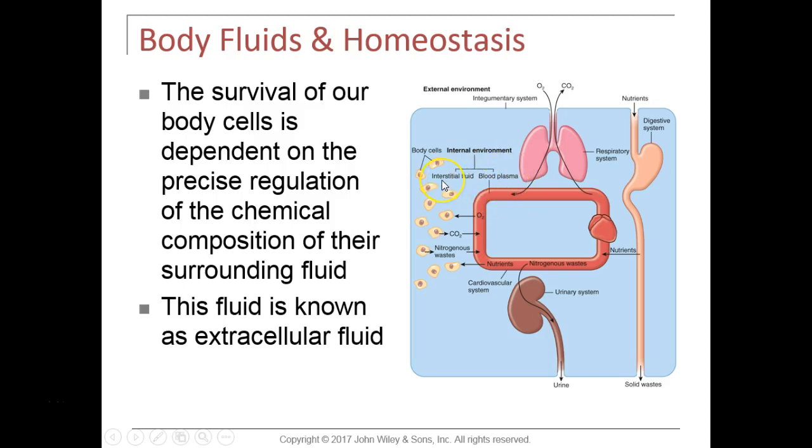Now, this extracellular fluid, the interstitial fluid between all the tissue cells, and the blood plasma running in the cardiovascular system, is what we call our internal environment. The chemical composition of our interstitial fluid and our blood plasma is essential to maintain life.